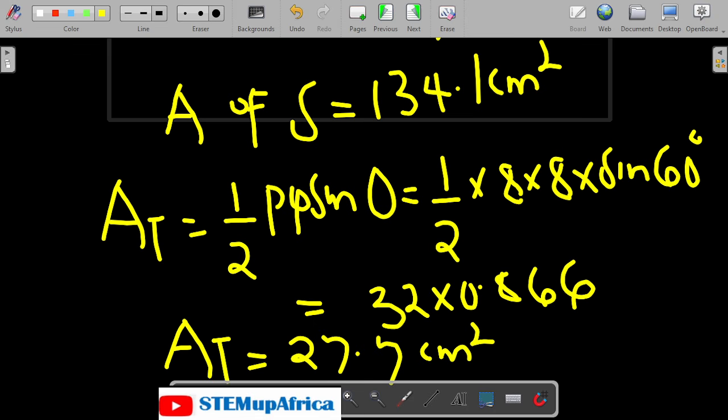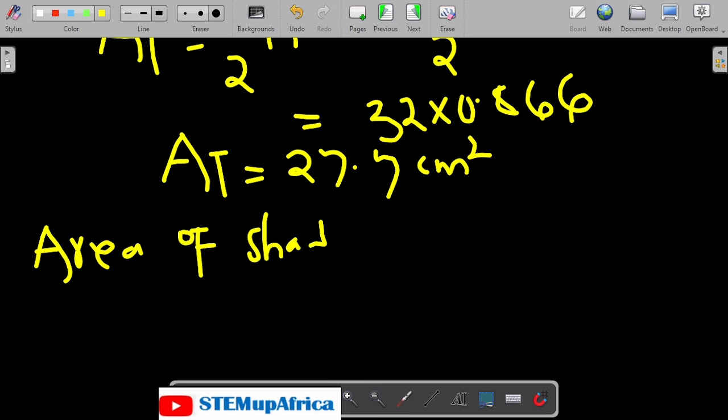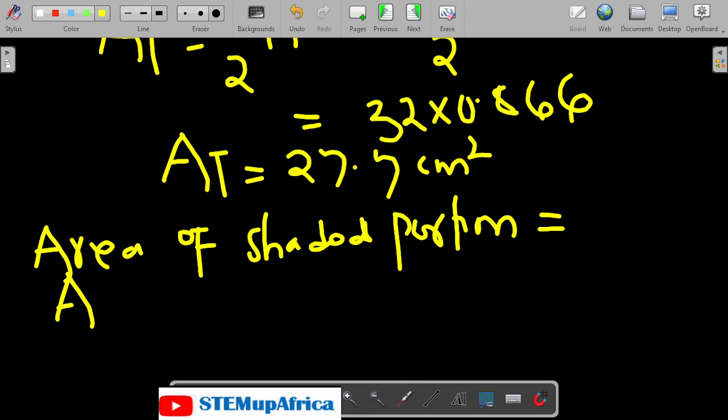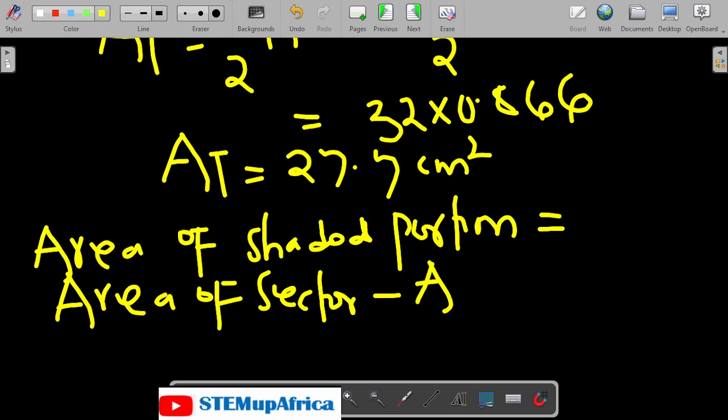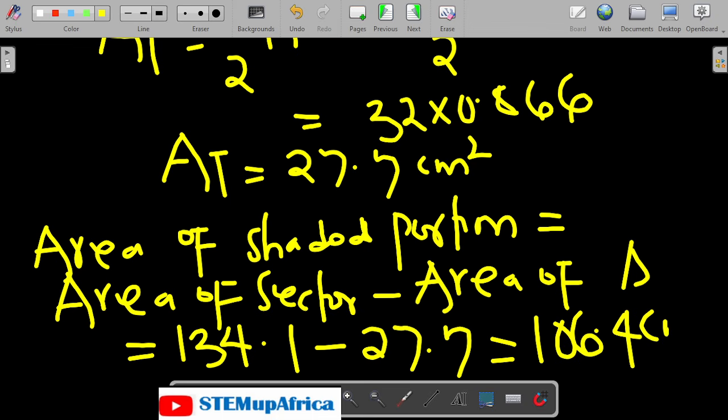So let's get the area of the segment, which is area of sector minus area of triangle. So area of shaded portion is equal to area of sector minus area of triangle, which is 134.1 minus 27.7. If I subtract on my calculator, I'll have 106.4 centimeters squared. That's now the area of the shaded segment.